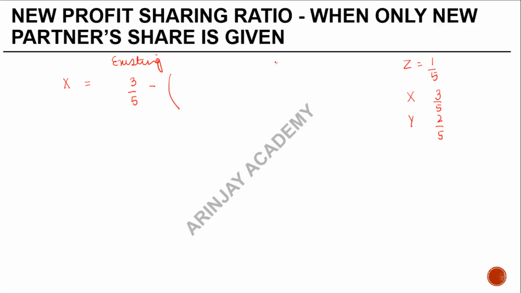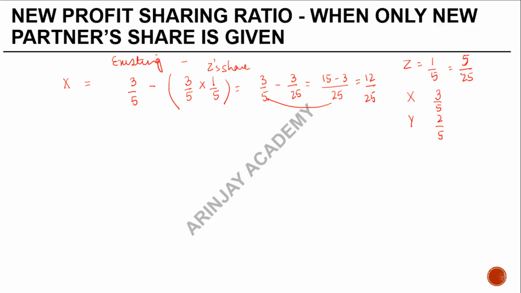We assume that of the share which Z has got, X has given 3/5. Or in other words, he's given 3/5 of Z's share. So what is left with X? He's got 3/5 minus 3/25. Take the LCM. 25 by 5 gives you 5, times 3 gives you 15, minus 3, 12/25. Z has 1/5 or 5/25.